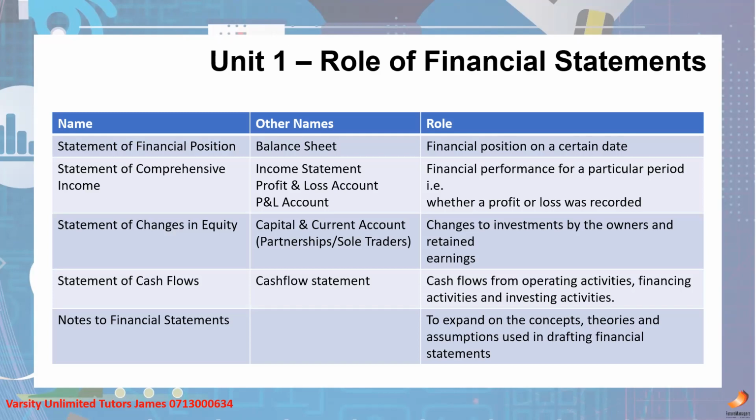That is what the income statement, or statement of comprehensive income, is all about. It is a statement that measures the financial performance of an organization over a particular period, usually 1 year. So whenever you're talking about an income statement, it's usually 1 year.